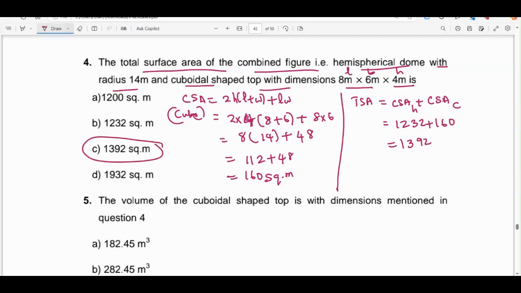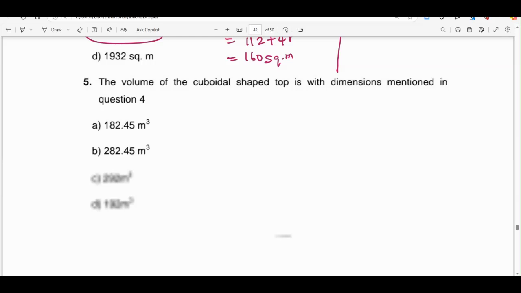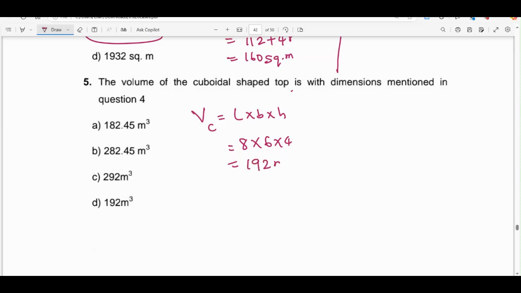Then moving on to the next question, the volume of the cuboidal shape top with the dimensions mentioned in the question 4. We have to find the volume of a cuboid. What is the volume of a cuboid? It is length into breadth into height. So it is 8 into 6 into 4. If you multiply, we get 192 meter cube. That is your option D.